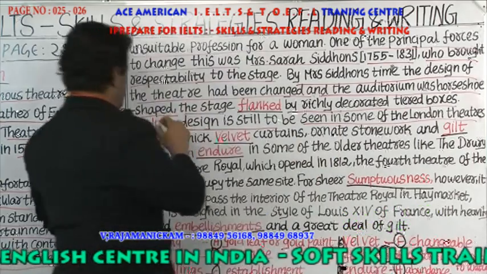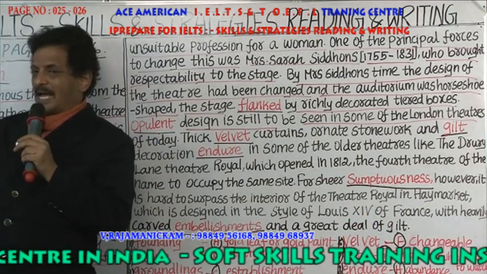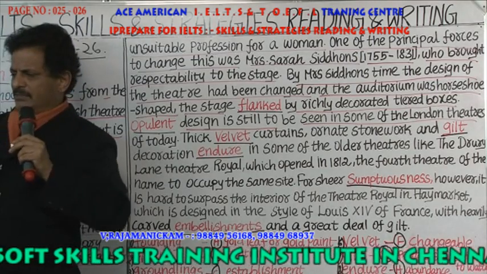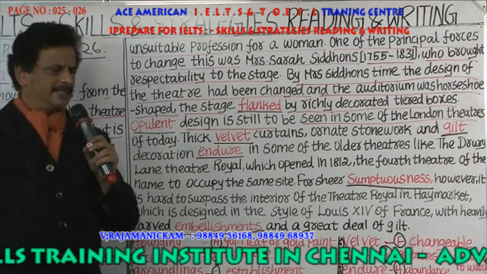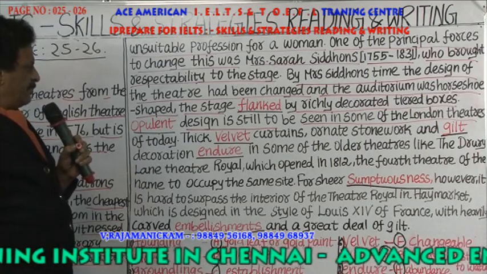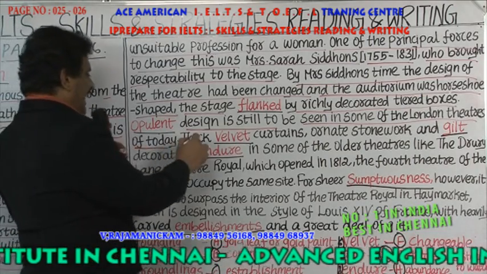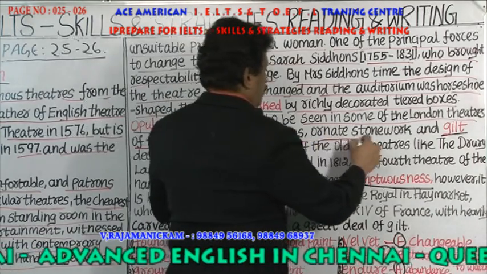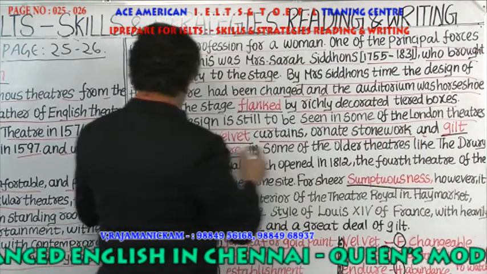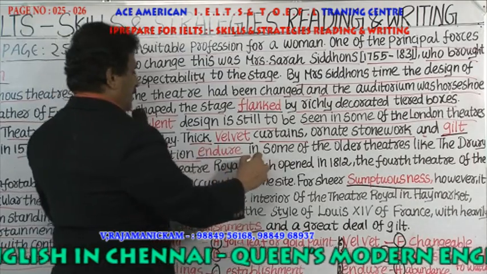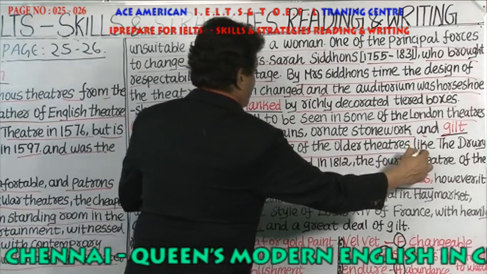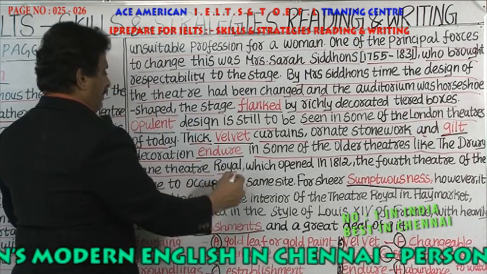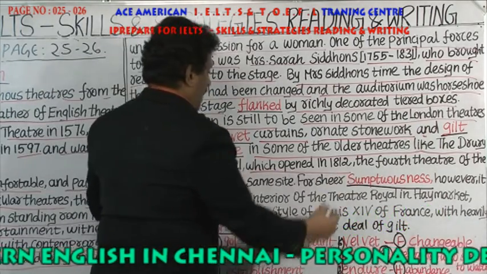What do you mean by opulent, sir? Abundant. Opulent design, very rich, a lot of abundant design, is still to be seen in some of the London theatres of today. Thick velvet curtains, ornate stonework and gilt decoration endure in some of the older theatres like the Drury Lane Theatre Royal, which opened in 1812.